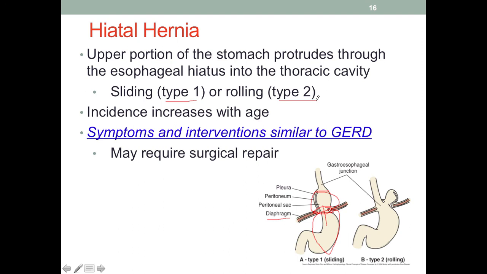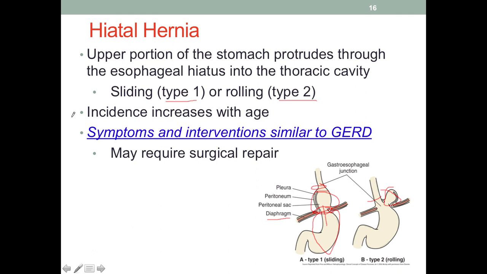And again, this is where the LES protrudes above the diaphragm. So that's up here, along with the stomach, this portion. Then the remaining 5% are the rolling type, where we see the LES remains stationary, but the stomach protrudes above the diaphragm.